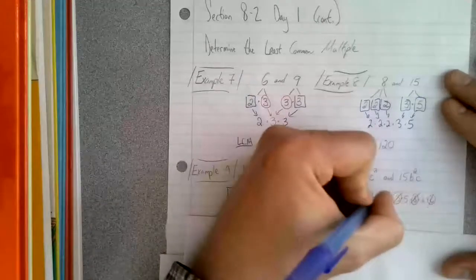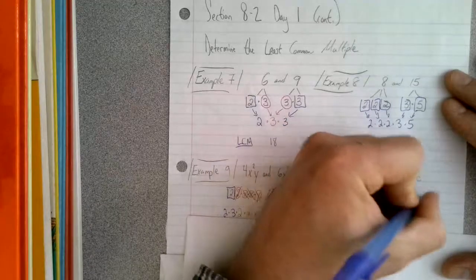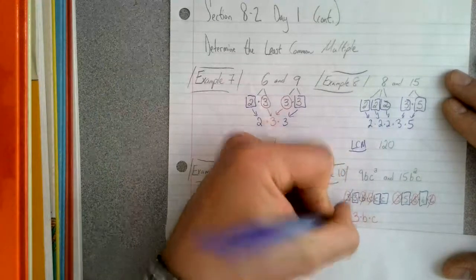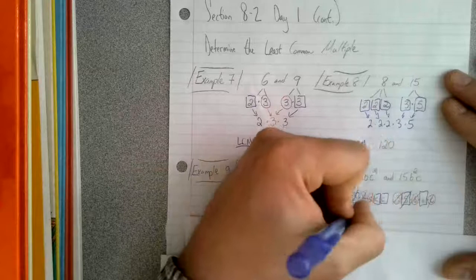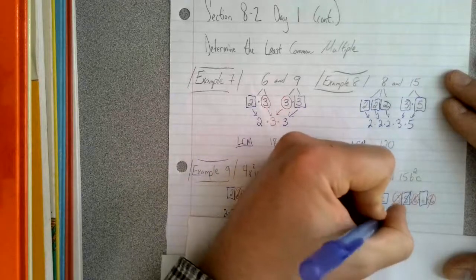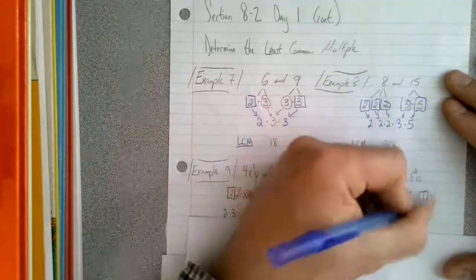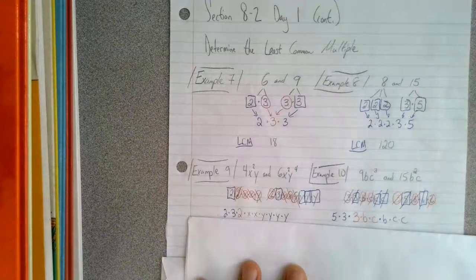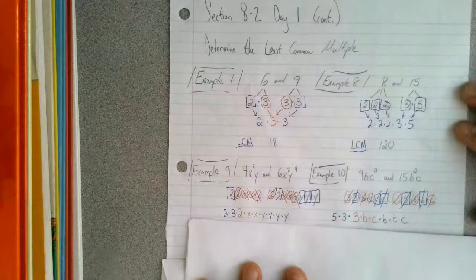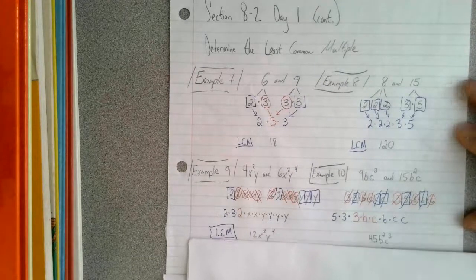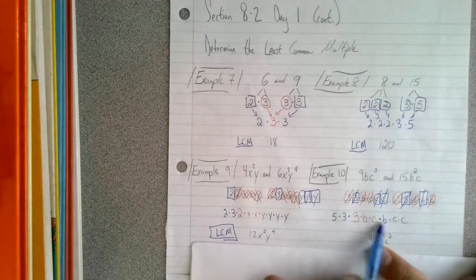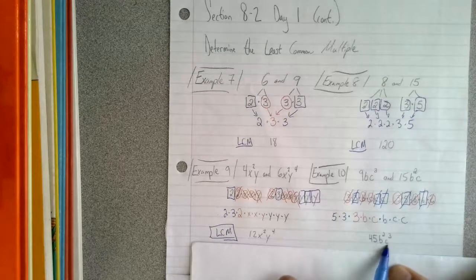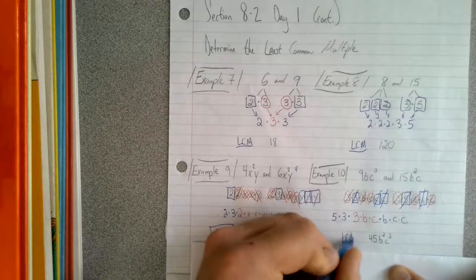Everything that's left behind is going to get a rectangle around it, and I'm going to bring them down and cross them off as I go, just to make sure I'm keeping good track. And then the last thing we do is put it all back together. 5 times 3 times 3 is equal to 45. We have b times b, which is b to the second. c times c times c is c to the third. And that's our least common multiple.